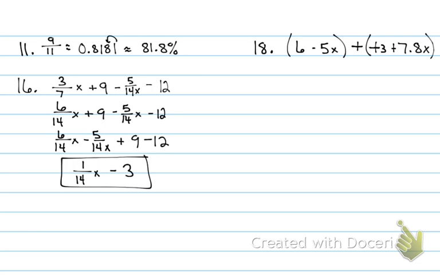Okay, now I can go 6 plus 3, negative 5x. That negative in front of the 5x has to be brought down. Did you do that? Yes. Okay, plus 7.8x. Now I simplify. What's 6 plus 3? 9. What's negative 5x plus 7.8x? 2.8x. Positive or negative? Positive. Positive, okay, because 7.8 is bigger.